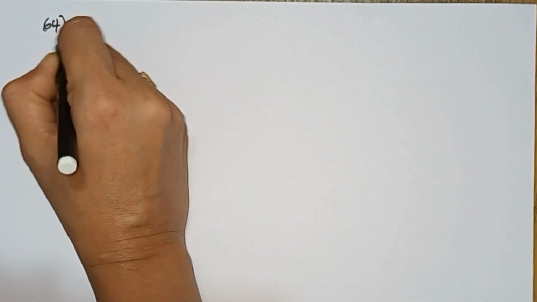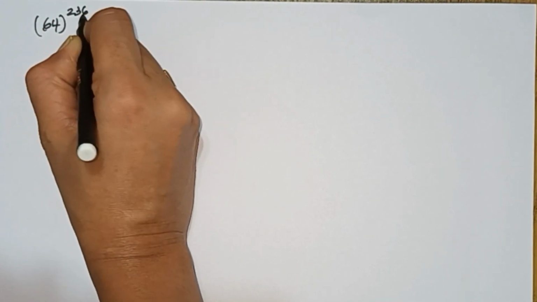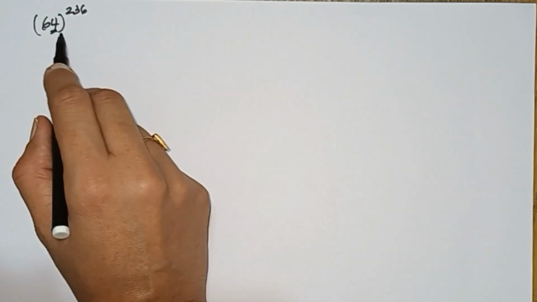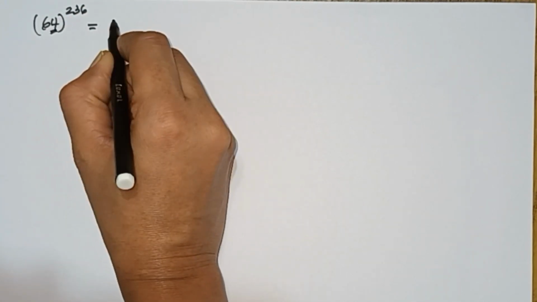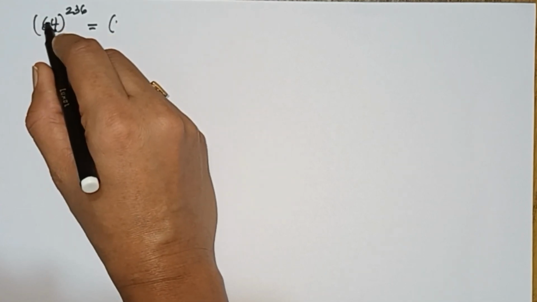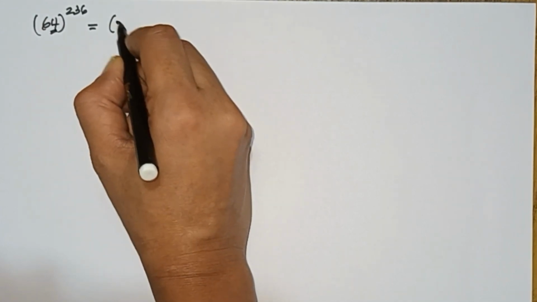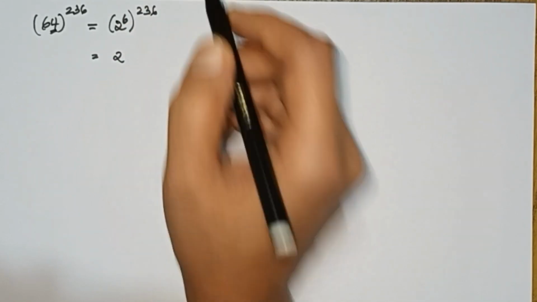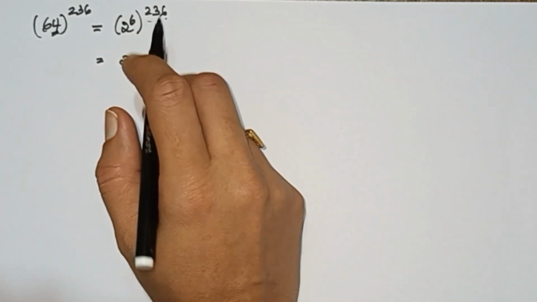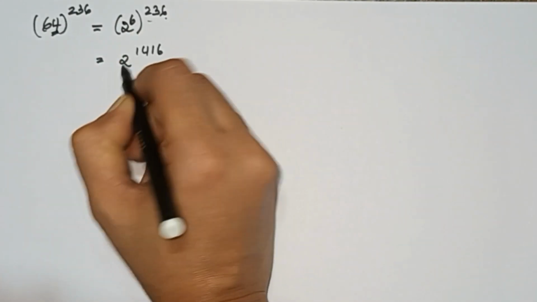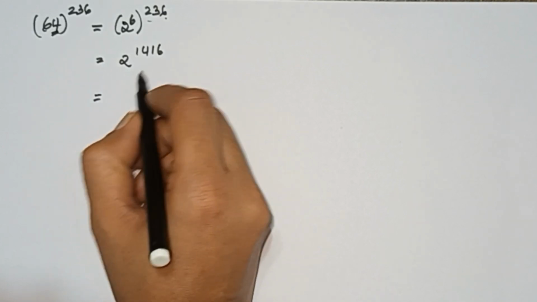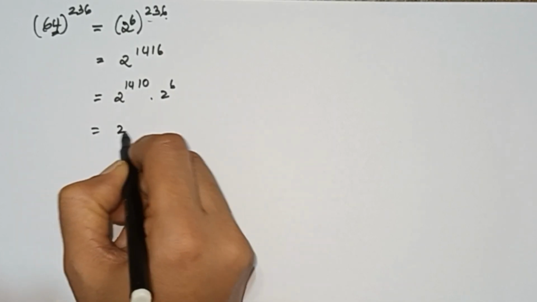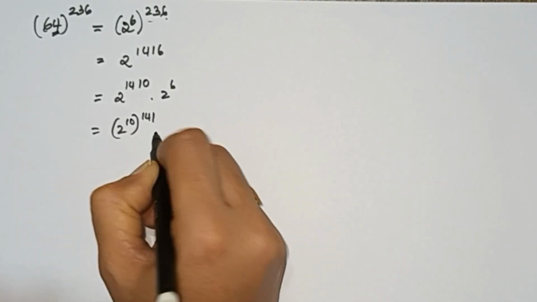Now one more example, 64 to the power 236. Now here the number ends with 4. Therefore you have to write it in multiples of 2. It is directly available in terms of 2 to the power value only. So it is (2 to the power 6) to the power 236. I'll multiply this as 2 to the power 236 into 6, which gives you 1416. Now write it in terms of 2 to the power 10. So 2 to the power 1410 into 2 to the power 6. So (2 to the power 10) to the power 141 into 2 to the power 6.